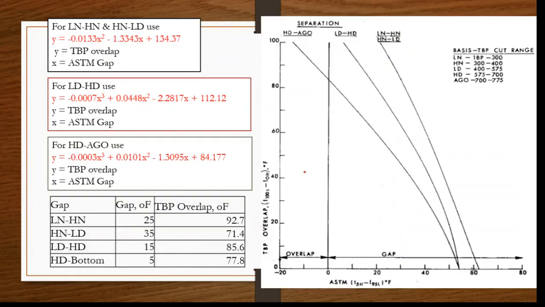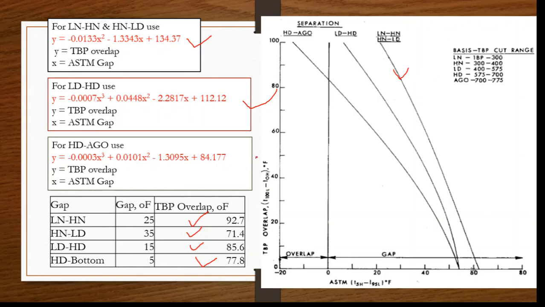The second method is that you can use the equations. I have developed the equations for all of these. For example, this is the equation for light naphtha to heavy naphtha, where y is the overlap and x is the ASTM gap. Similarly for light distillate to heavy distillate you can use this one. If we use these equations, you simply put the x value as the gap, and you can find the TBP overlap. That comes very close to the graphical values. In Excel we are going to use these equations because we can put them in very easily, there is no manual work required; only put the gap and the TBP overlap is found automatically.